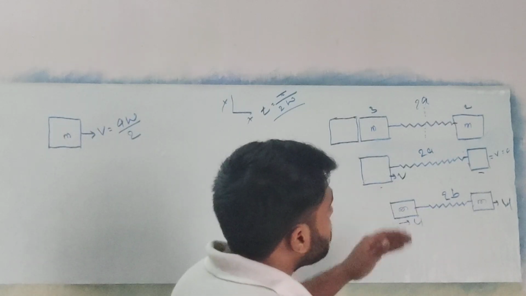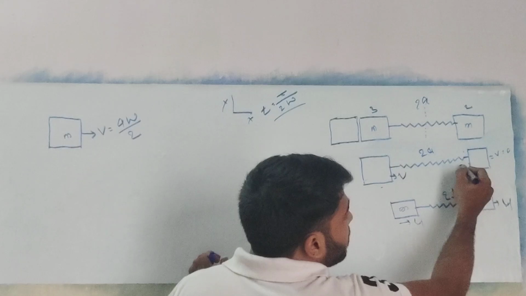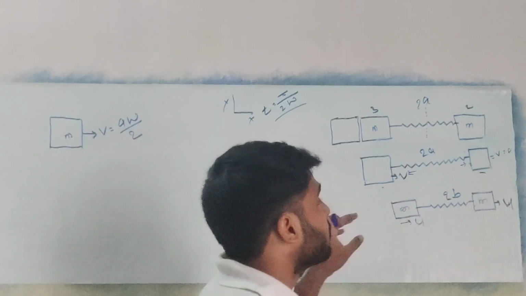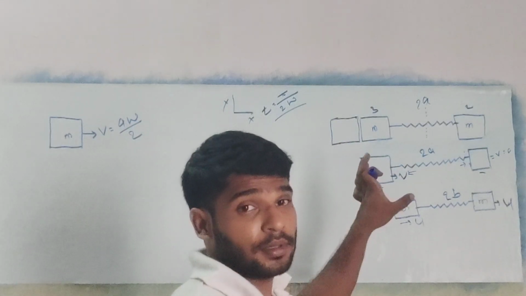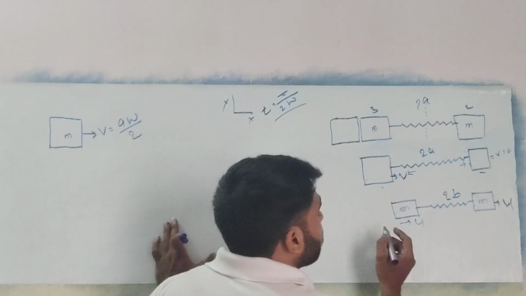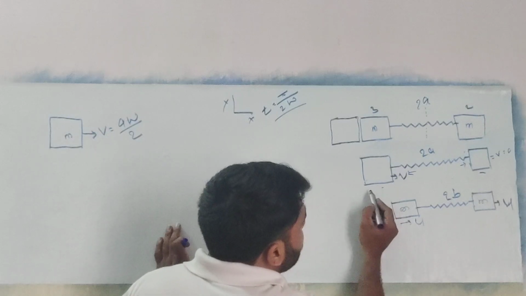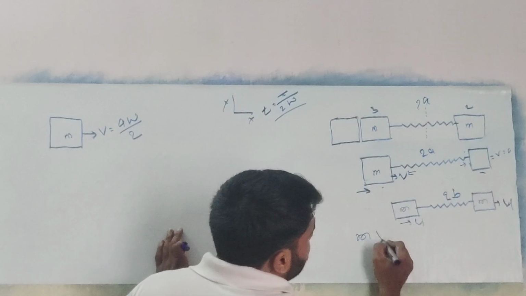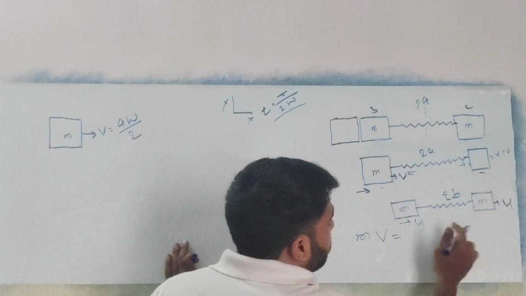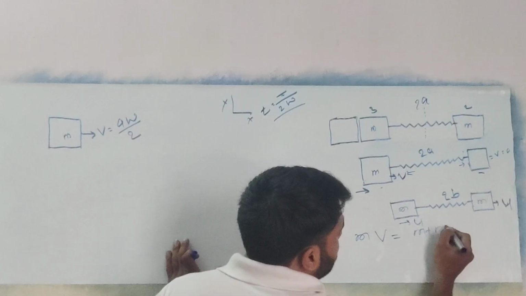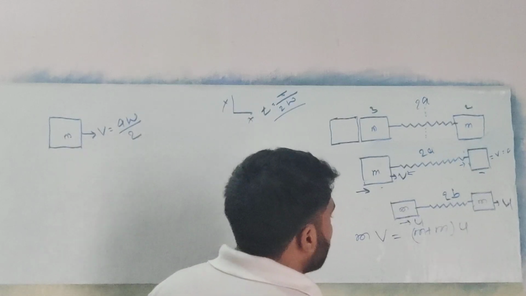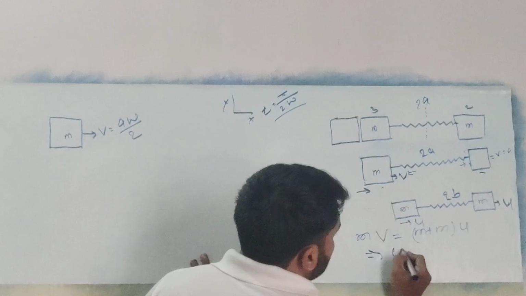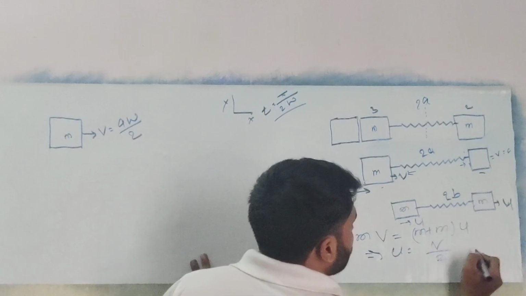Now, because the forces acting on the system are equal and opposite, and there is no external force acting on it, the momentum of the system will always be conserved. Now we will apply conservation of linear momentum. Its mass is m, so mv equals m plus m times u, and from here we get u is equal to v by 2, equation first.